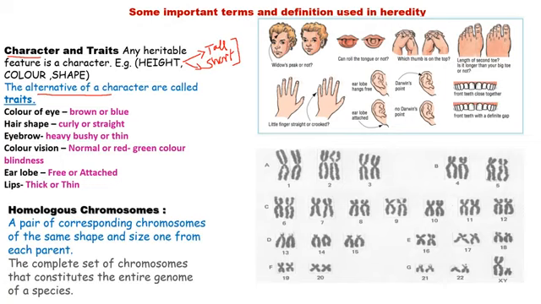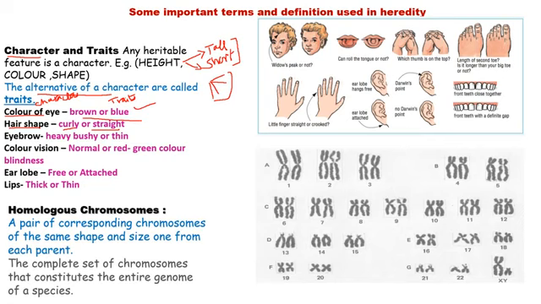If I am talking about color of iris, brown color, blue color, dark brown color, gray color, these are the different alternative forms of the character. So they are known as traits. Here we can understand it more deeply. Color of eye is the character, and brown or blue are the traits. Now hair shape: curly and straight are the two alternative forms, the traits.